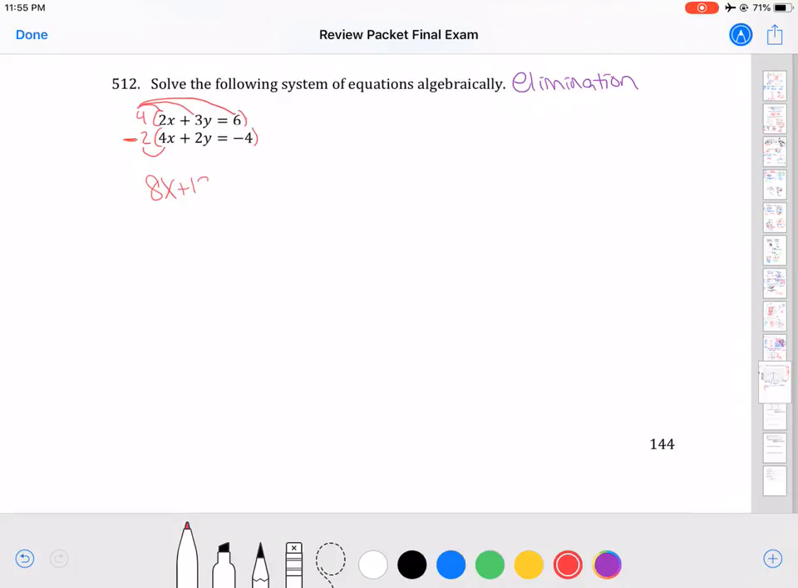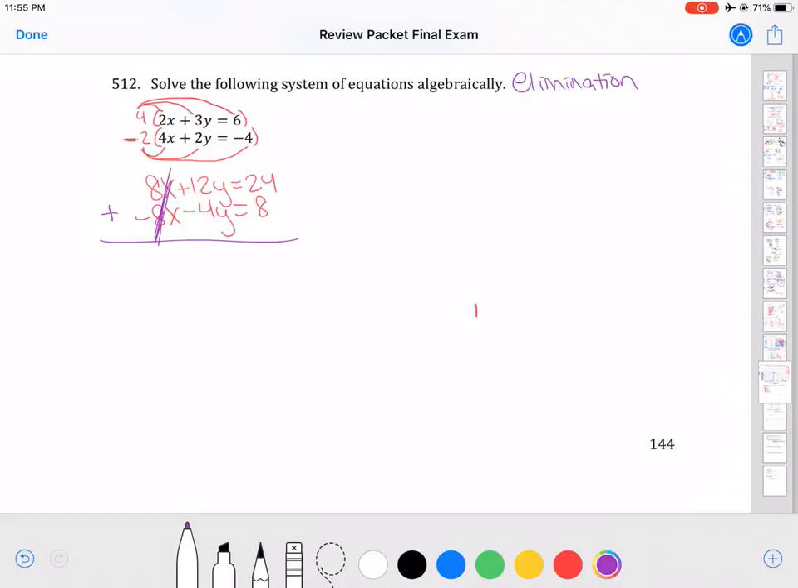4 times 2x is 8x, and 4 times 3y is going to be a plus 12y, and 4 times 6 is going to get me 24. Okay. Then I distribute that negative 2 through on the bottom. Negative 2 times 4x is a negative 8x. Negative 2 times 2y is a negative 4y. And negative 2 times negative 4 is a positive 8. It's going to work out now.